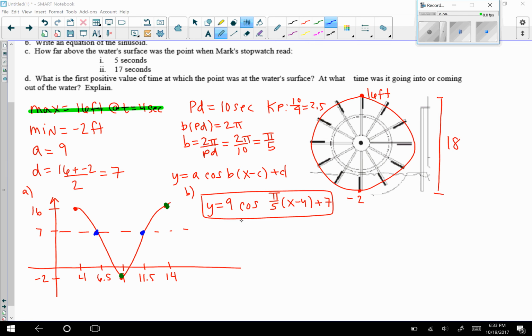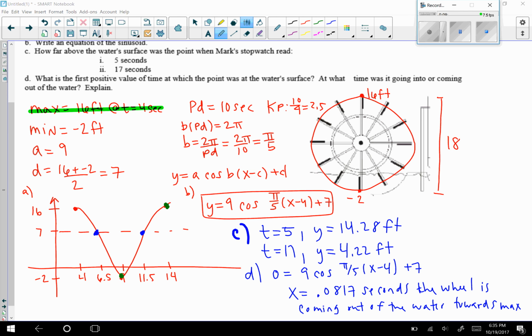So again, just to look at the answers, I'm going to go ahead and write them down. So here are the solutions that we just came up with. And again, for D, we were saying when 0 is equal to this, we were solving for x, and we used our zero function to get the 0.0817 seconds. I'm going to go ahead and do the other problems as well so you guys can check those too.